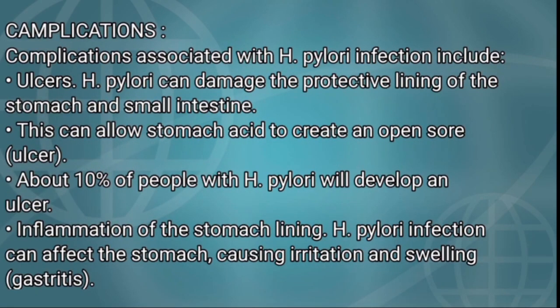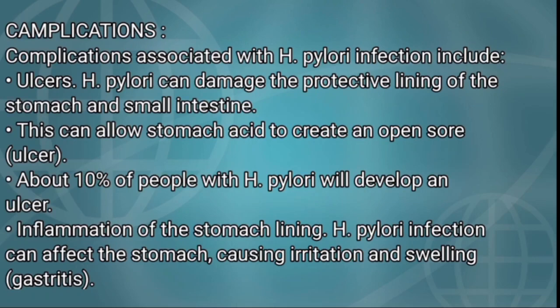Complications. The complications associated with Helicobacter pylori infection include ulcer. Helicobacter pylori can damage the protective lining of the stomach and small intestine. This can allow stomach acid to create an open sore, an ulcer. About 10% of people with Helicobacter pylori develop an ulcer. First, the starting stage is inflammation of the stomach lining. Helicobacter pylori infection can affect the stomach, causing irritation and swelling.